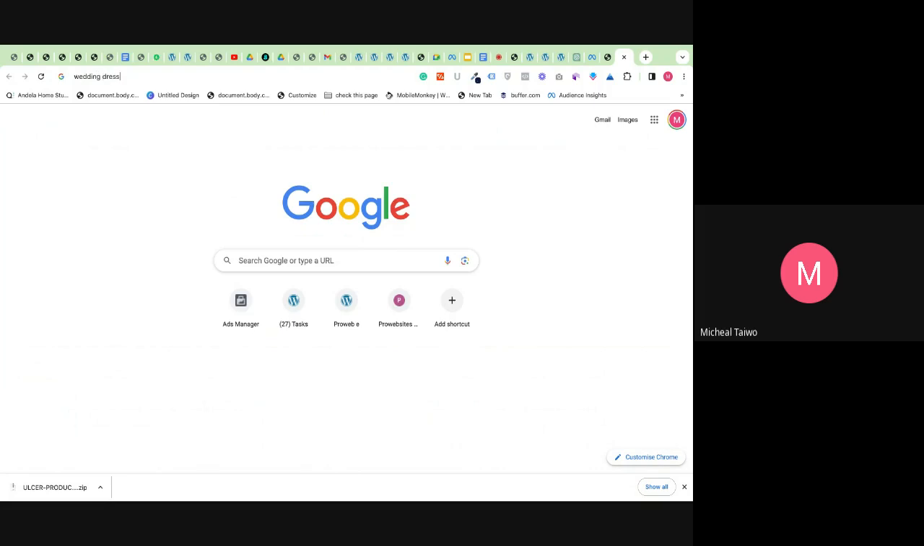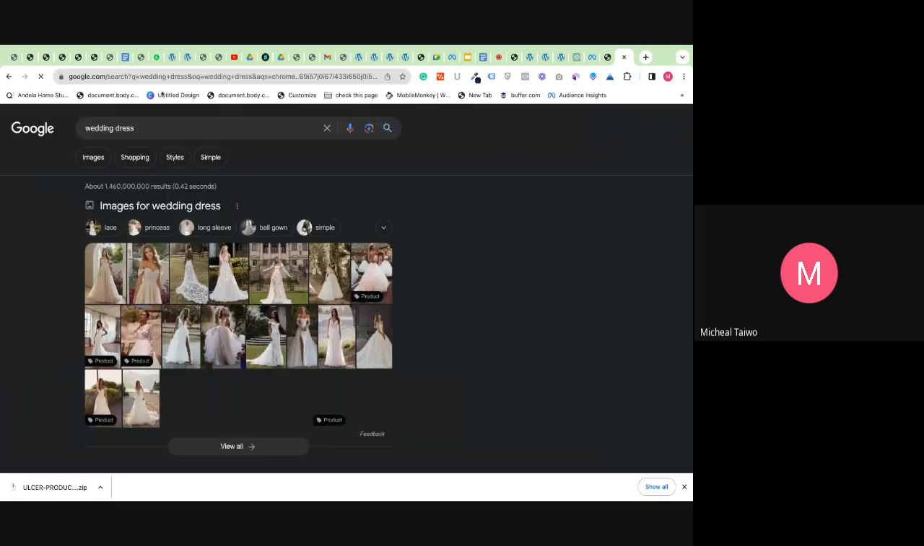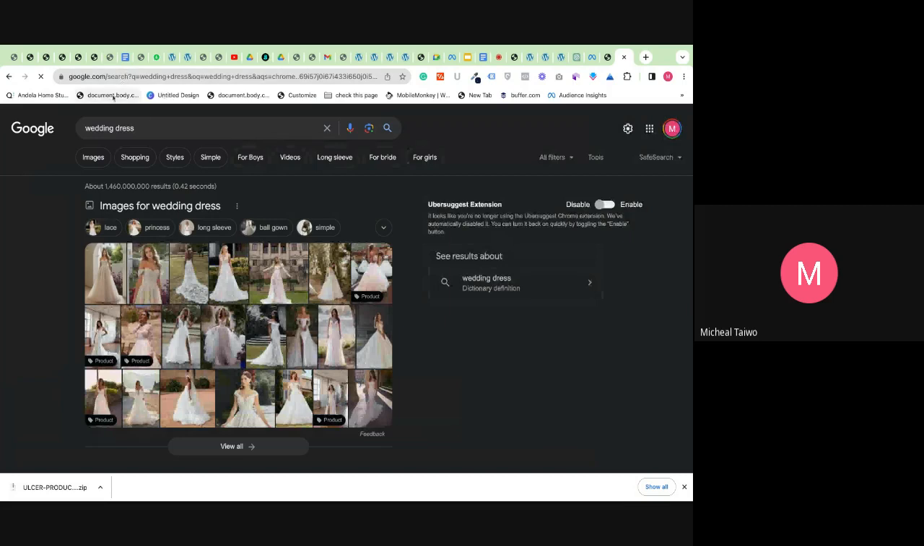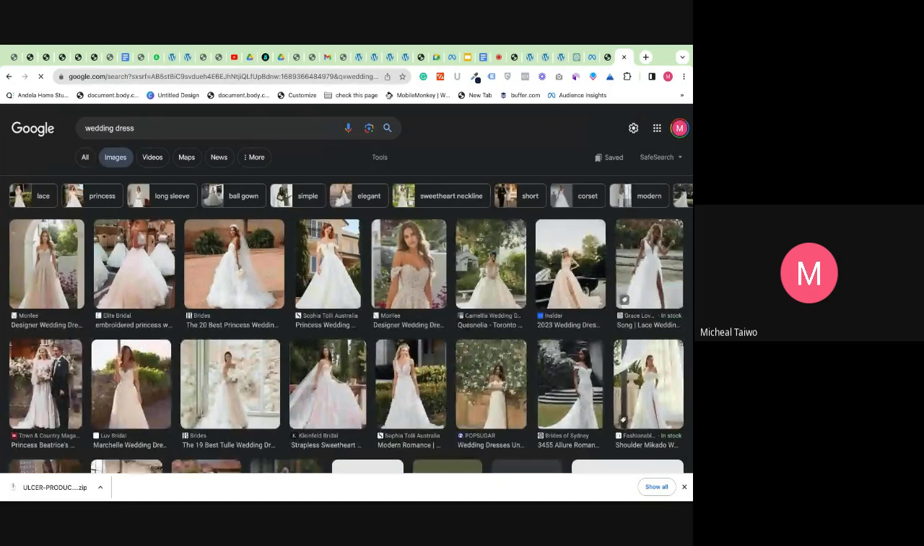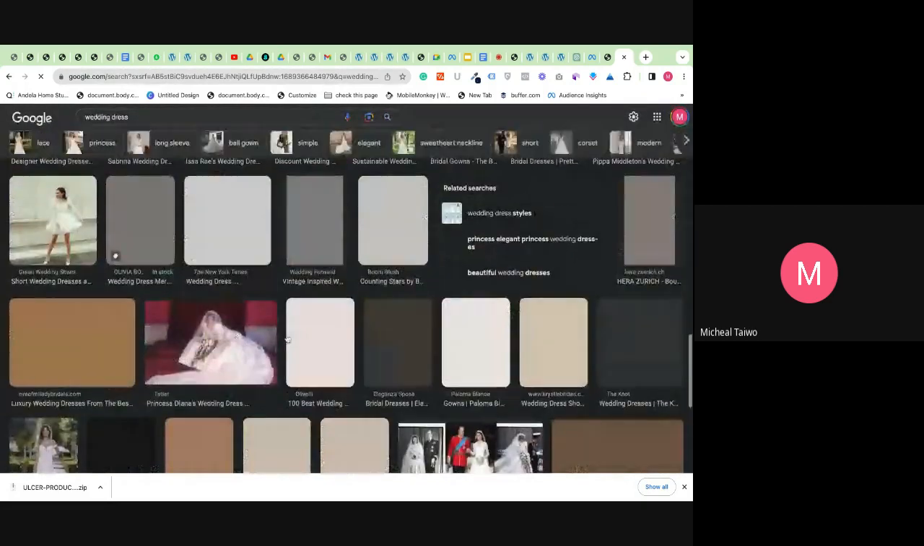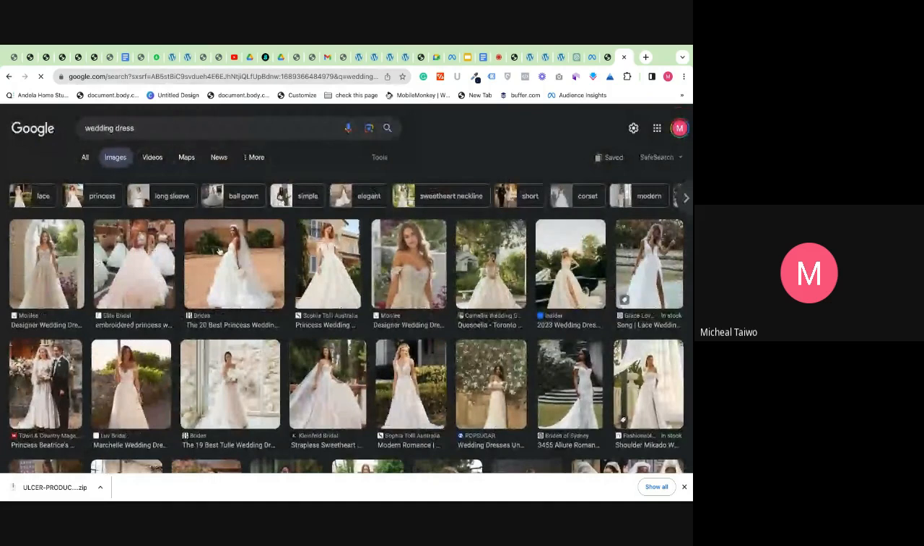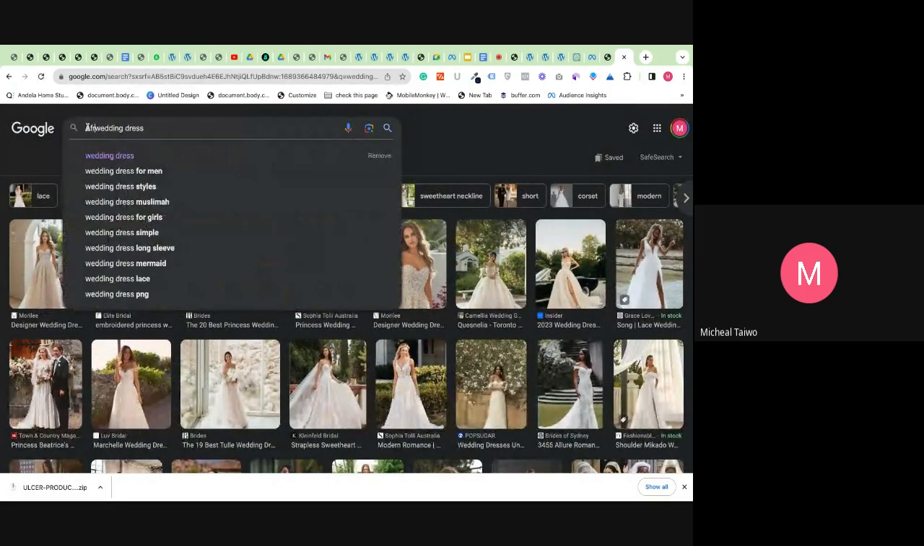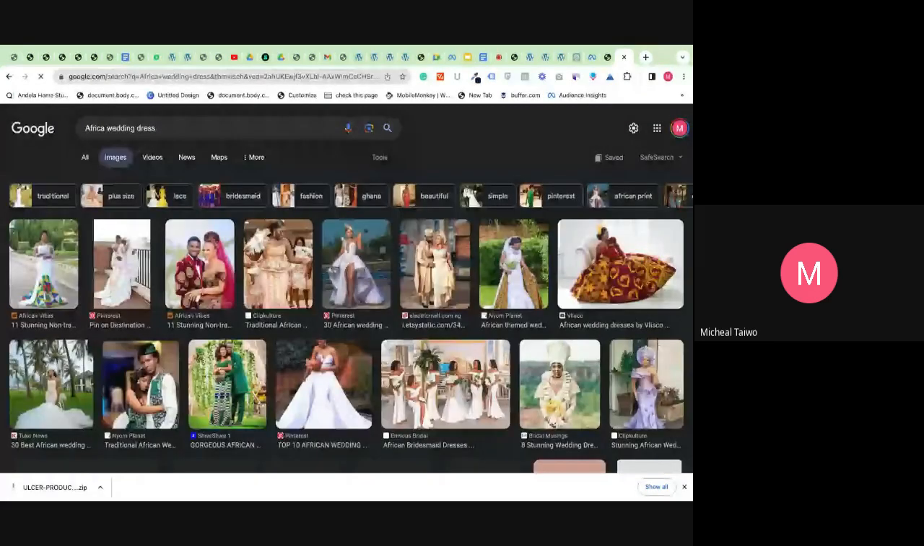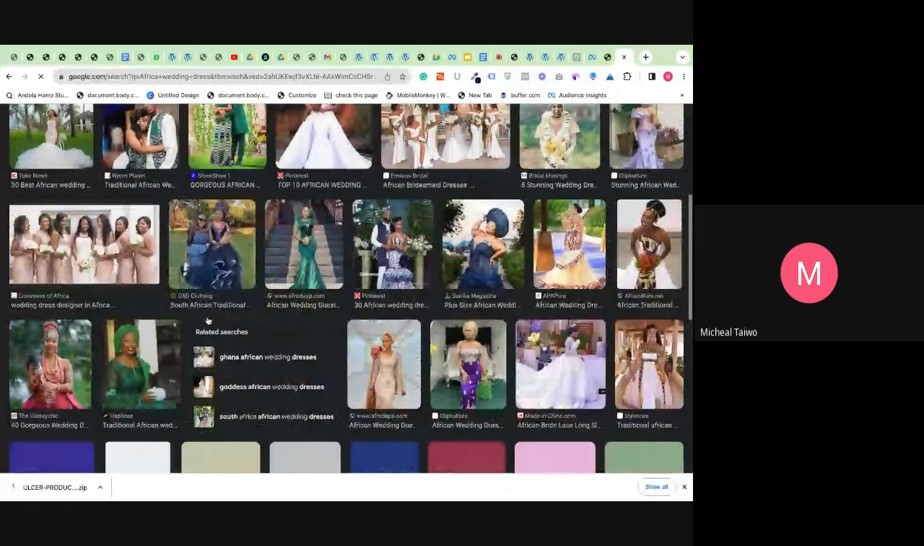For example, if I search wedding dress, wedding gowns, images, you want to ensure that the images you are picking are not just white-related, because you're trying to sell to Nigerians. So you can also say African wedding dress. Boom. Now can you see? You can pick the ones that are relevant.